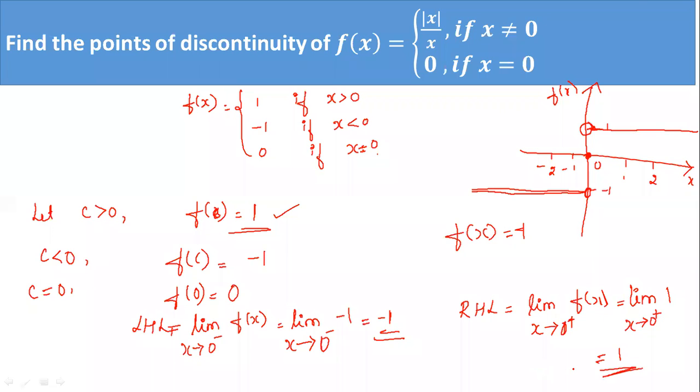No. So what does that mean? If the left hand limit is not equal to the right hand limit, the limit does not exist. Correct? And hence the function is discontinuous at x equal to 0. You got the same answer just by looking at the graph, and even after going through the steps you got the same answer.